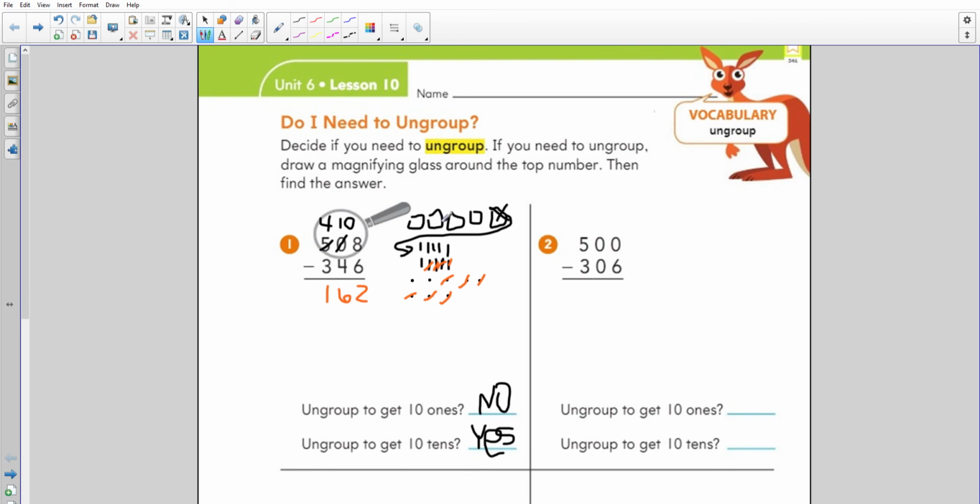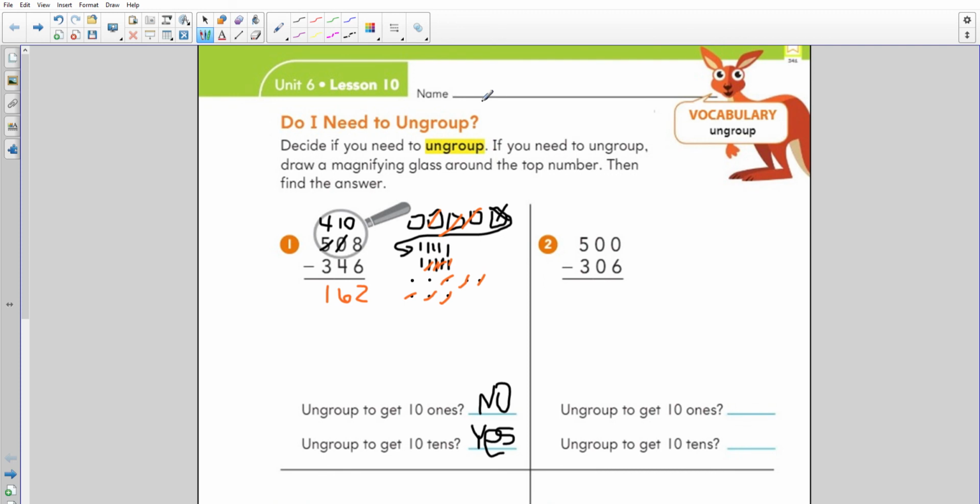And I'm going to subtract 3 hundreds. 1, 2, 3. Leaves me 100 left. And that's what I had here. So I think I have 162. Let me count it out to double check. 100, 150, 160, 161, 162.